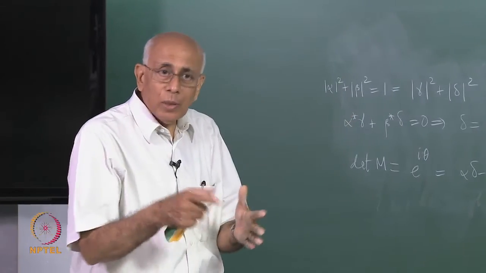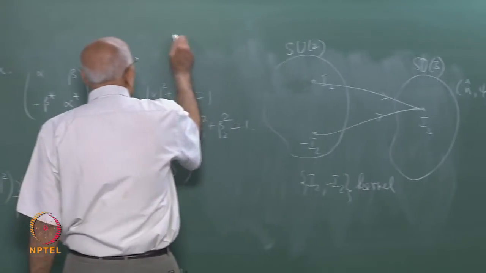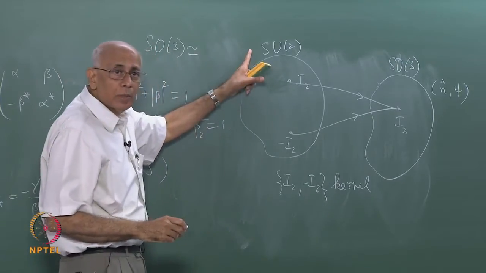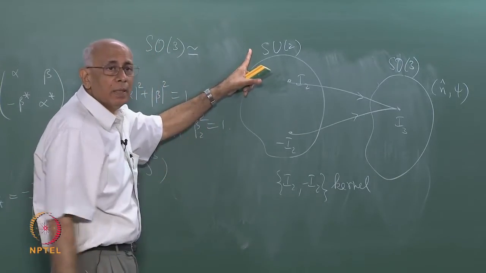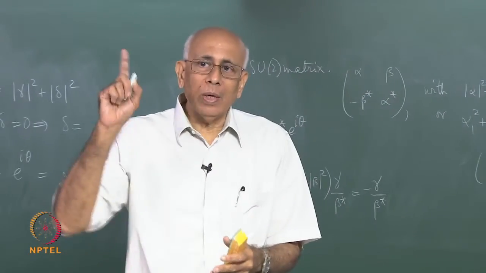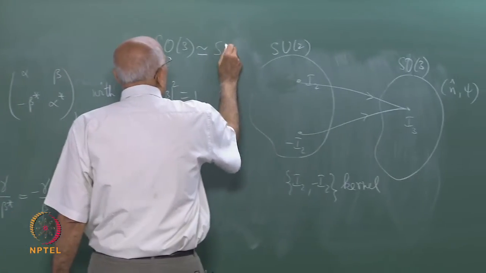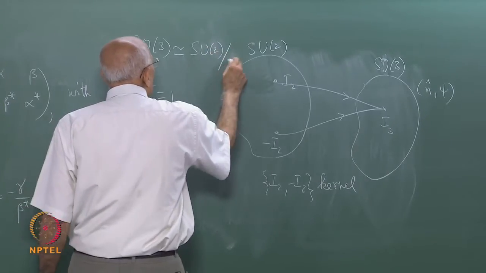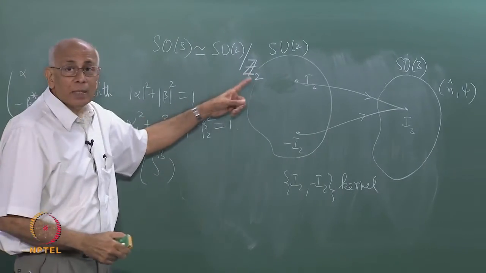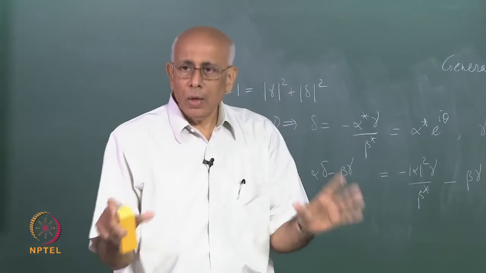Since these two fellows form a group by themselves, the technical way of saying this is that this group SO3 is isomorphic not to SU2, because isomorphic would mean one-to-one connection, but isomorphic in the sense that it is SU2 up to a sign. What it technically is called is a quotient group. This is SU2 quotiented with this cyclic group of order 2.